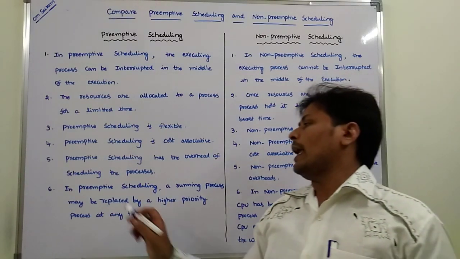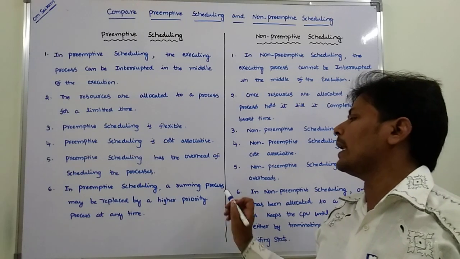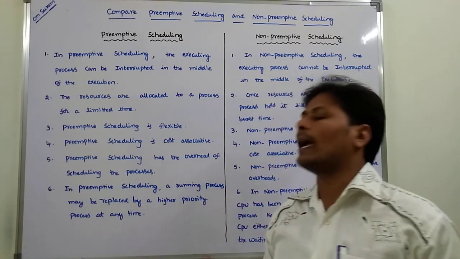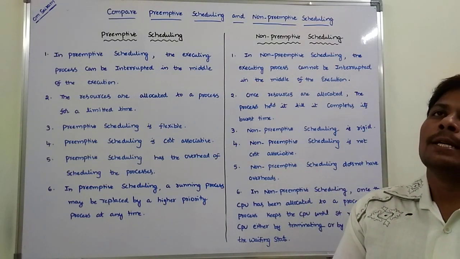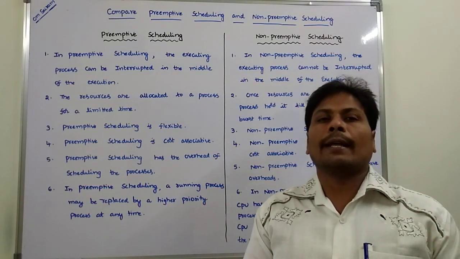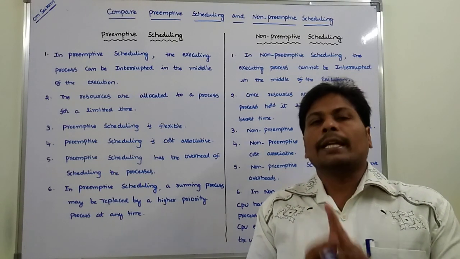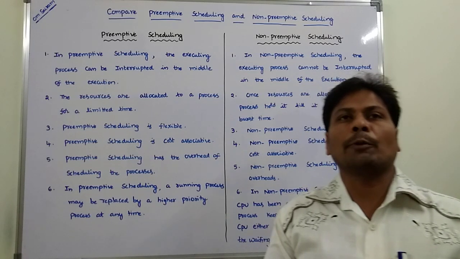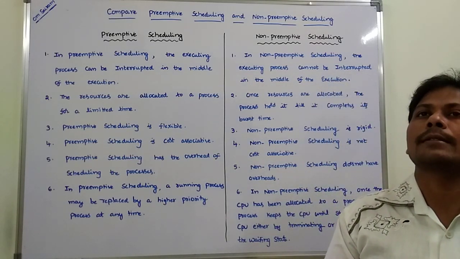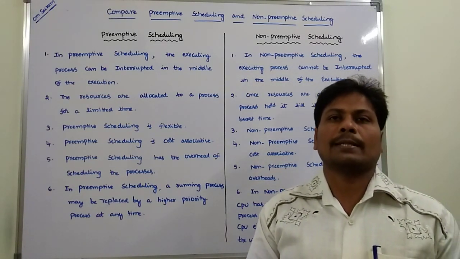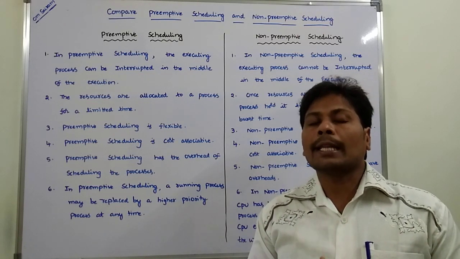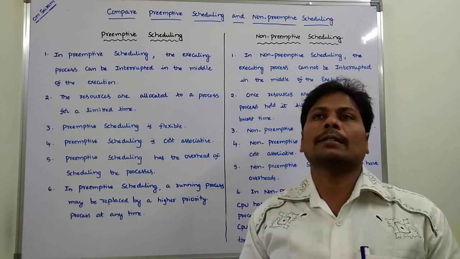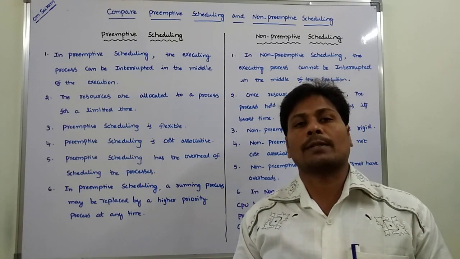Next, in preemptive scheduling, a running process may be replaced by a highest priority process at any time. That means suppose there are two processes. One process is already being executed by the CPU, and that has the lowest priority. Another process is waiting in the ready queue, and that has the highest priority.